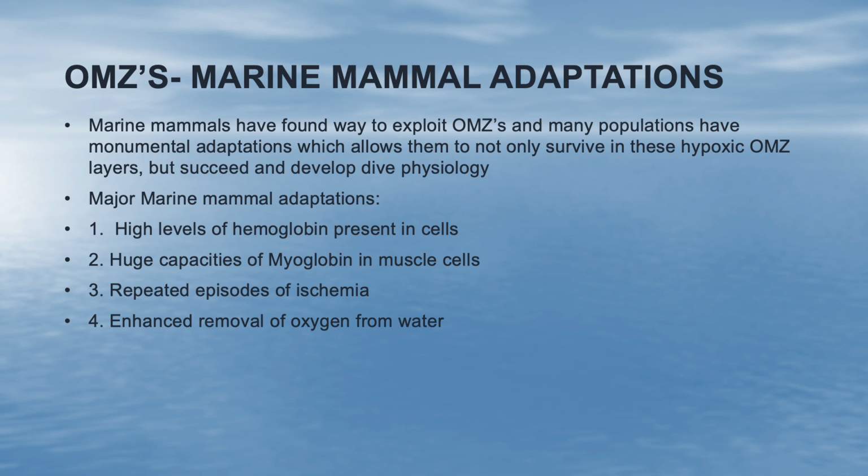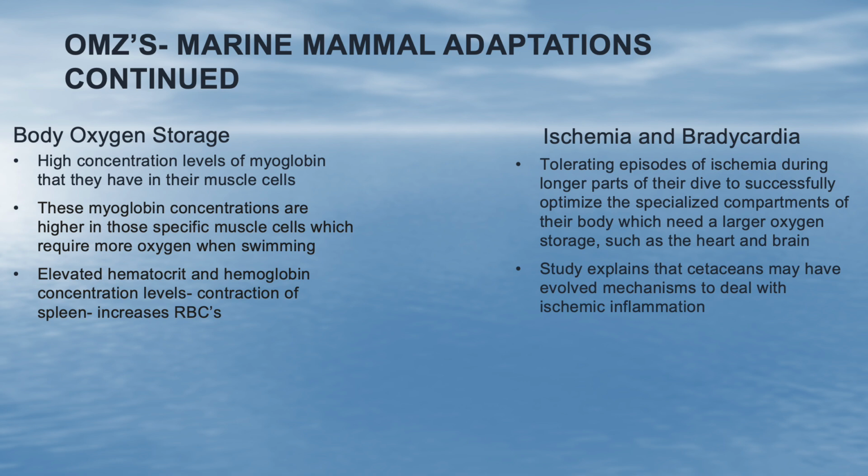So the main theme from what I just said is really how marine mammals adapt to these hypoxic oxygen minimum zones through the expansion of their body's oxygen storage. The oxygen storage in the body is such a huge thing, and it's a reason why these marine mammals can really adapt and survive in these depleted oxygen zones, like hypoxic zones and OMZs. Marine mammals do this primarily due to the high concentration levels of myoglobin that they have in their muscle cells.